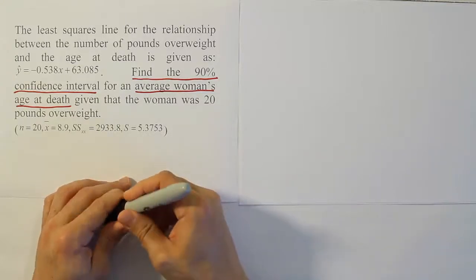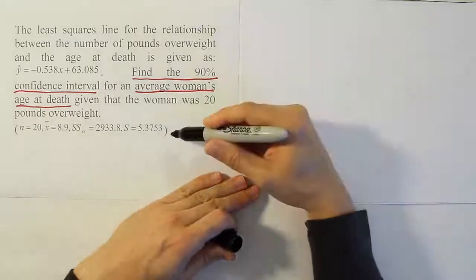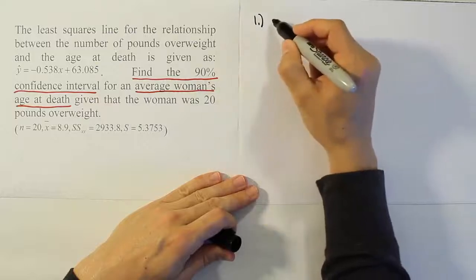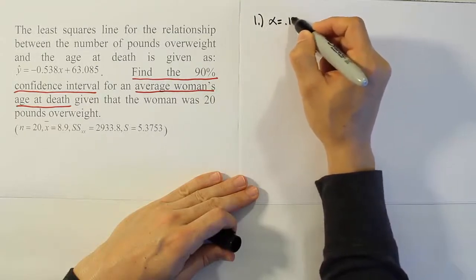The first step in the confidence interval is normally to record the data. Well, that's been done for us. So I'm going to go ahead and write down alpha. Because it's 90% confidence, alpha is 0.10.